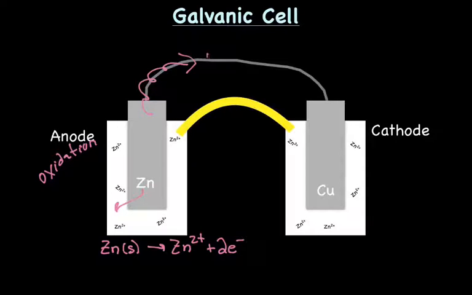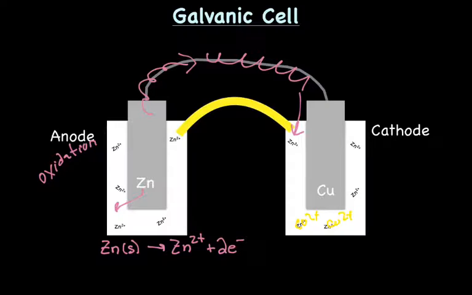Okay, so the electrons keep going until they hit the cathode region. And in the cathode region, I don't know why those all say zinc. That is a typo. These should all be copper. These are all copper 2+, okay? Just go with me on that one.